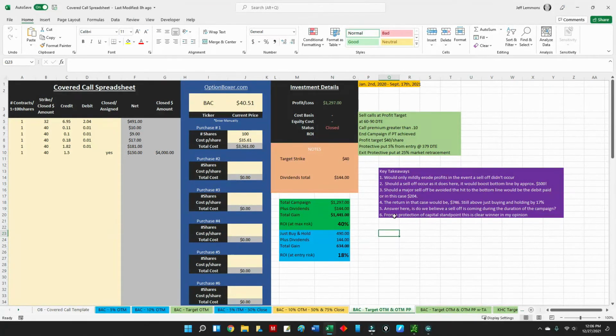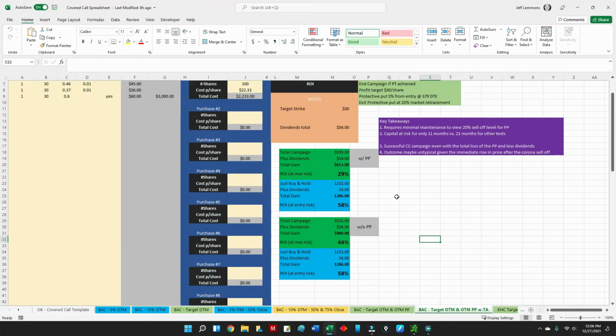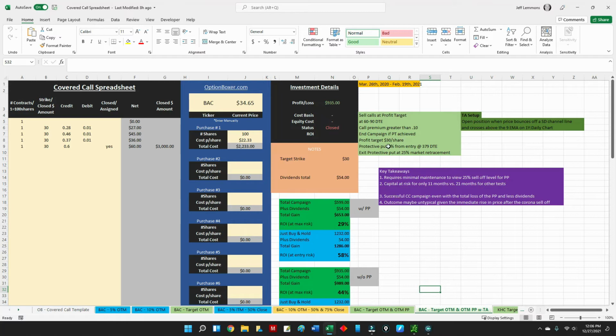And then from a protection of capital standpoint, again, this is a clear winner in my opinion. So like I said, that's the way I'm going to do it going forward. I haven't really done that at this point in my covered call writing, but I probably will going forward now that I've seen some of the data.